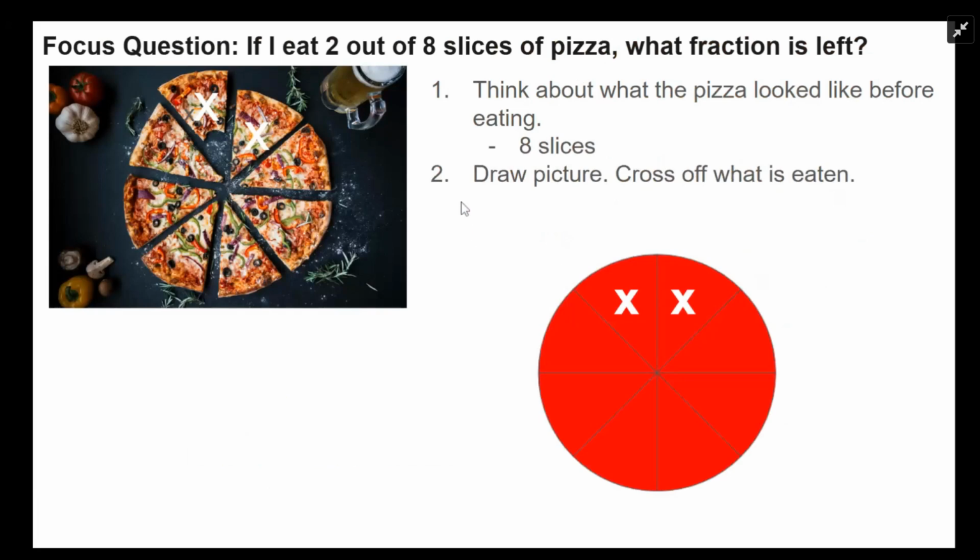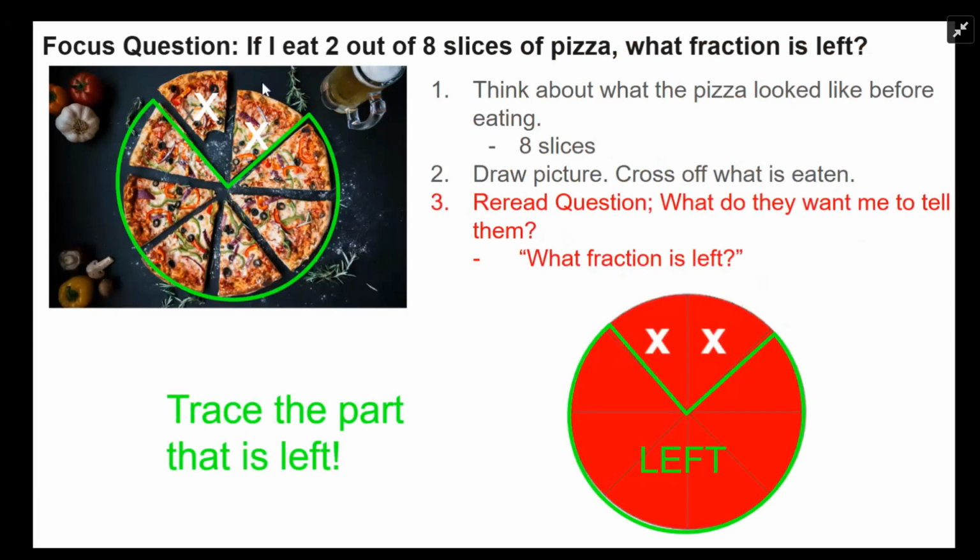Then the next step in solving this problem is to draw our picture and cross off what was eaten. Once again, I'm going to reread my focus question to make sure I know and understand what was eaten. If I eat 2 out of 8 slices of pizza, what fraction is left? So I'm going to cross off 2 pieces because that's what it said that I ate. Moving on.